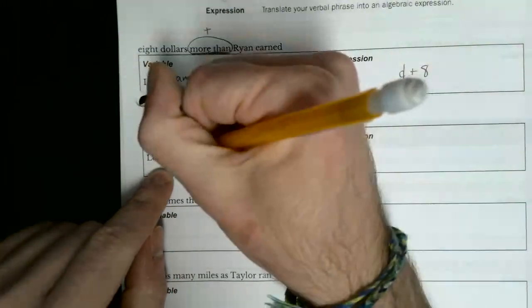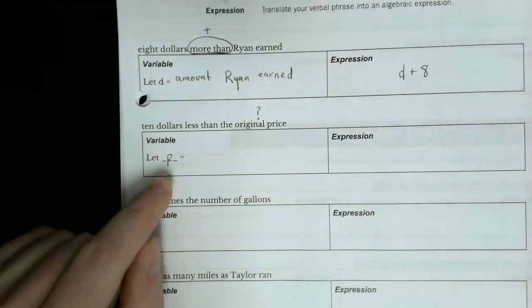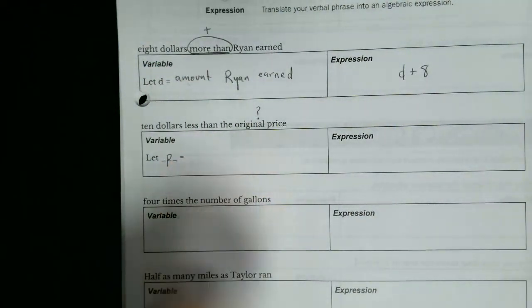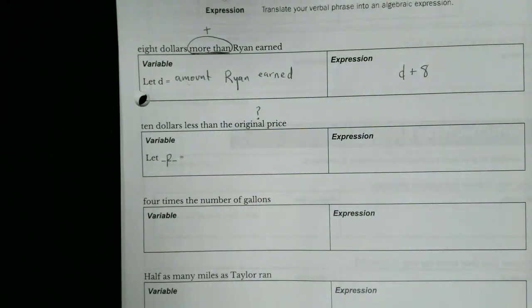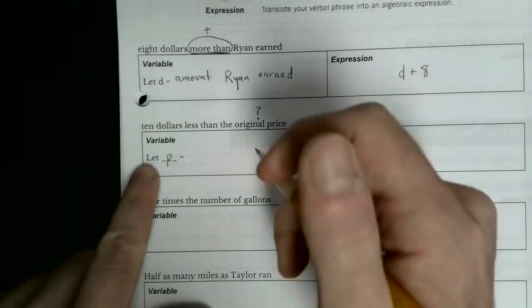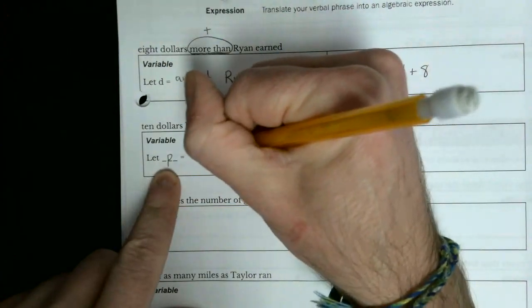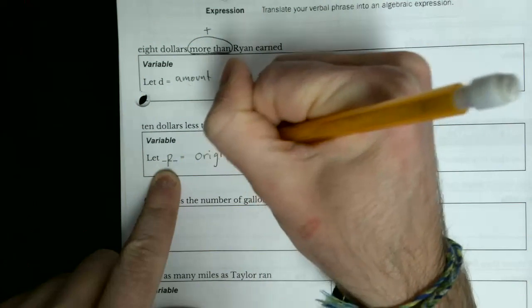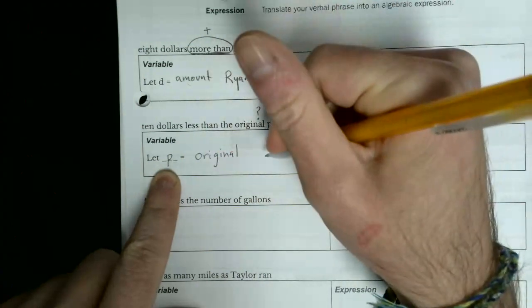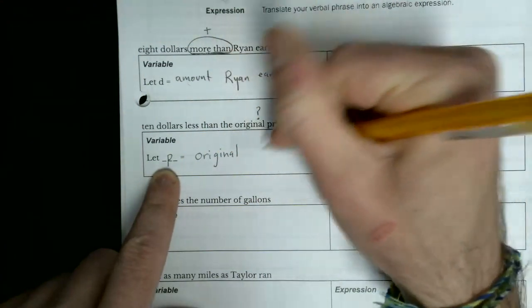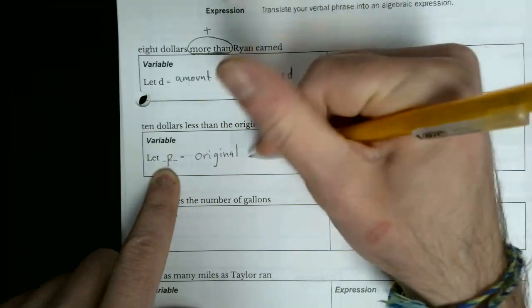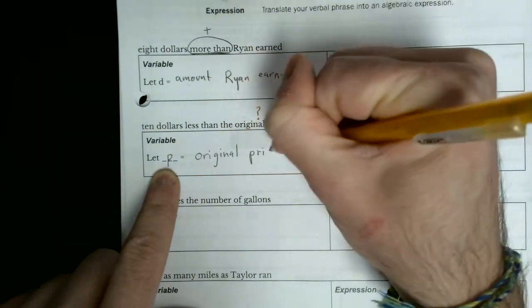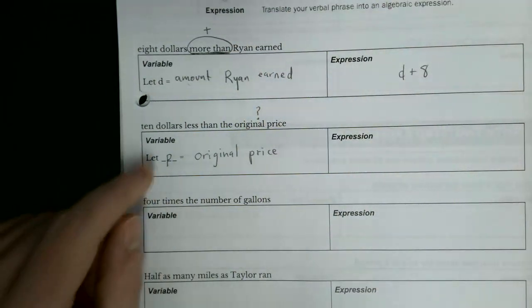We're going to let, I don't know, P. Let's use the letter P instead of O. I wouldn't use O because it looks too much like a 0. So we're going to let P equal original price because it's the number we don't know. We're going to use a variable because we're not sure what the number is. That variable, that letter, is going to represent or stand for the number we don't know.